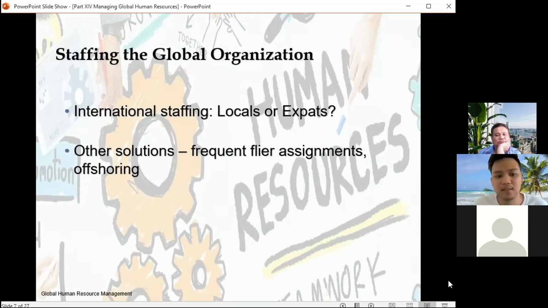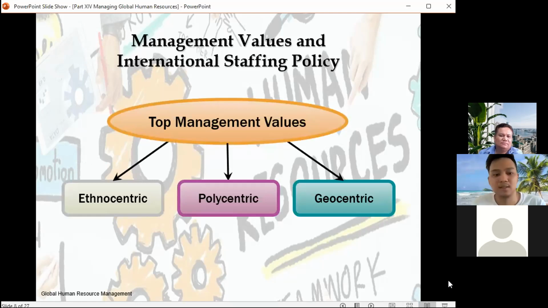Let's move on to the next slide, please. Then we have the international staffing policy and management values. We've seen that various factors like technical competence determine whether firms use locals or expats abroad. But it's not just that. Top executive values also influence the decision. They create their own player role, and some executives are just more expat oriented. For example, some experts classify top executive values into three types: ethnocentric, polycentric, and geocentric, or global company.